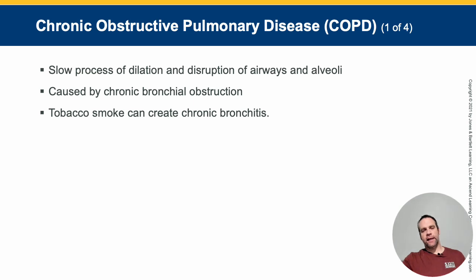So now let's look at COPD. This is chronic obstructive pulmonary disease, and it's a category of chronic lung disease. It's essentially a long-term deterioration of the airways and alveoli that is progressive and irreversible. The most common forms of COPD are emphysema and chronic bronchitis. Those are the most common.